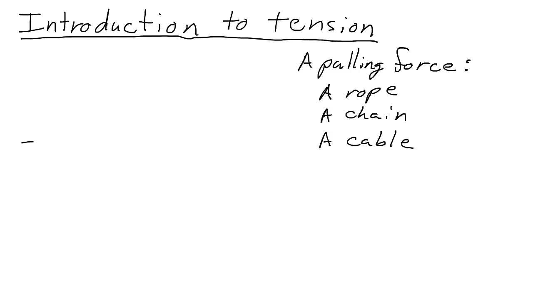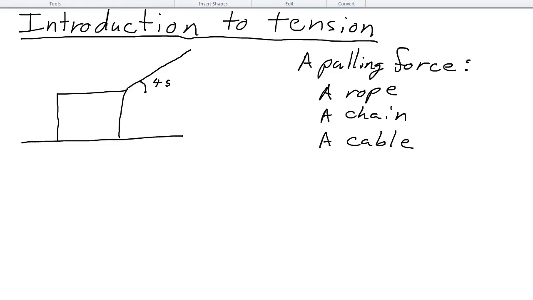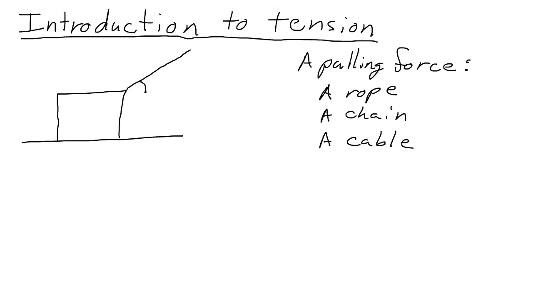For example, if I were to take maybe a box and attach a rope to the box, and this rope is going to be pulled at a 45-degree angle. No, let's not make it 45. Let's do something a little more interesting. Let's do a 30-degree angle. So I have a rope, I'm pulling it this way at a 30-degree angle. This rope would have tension on it.